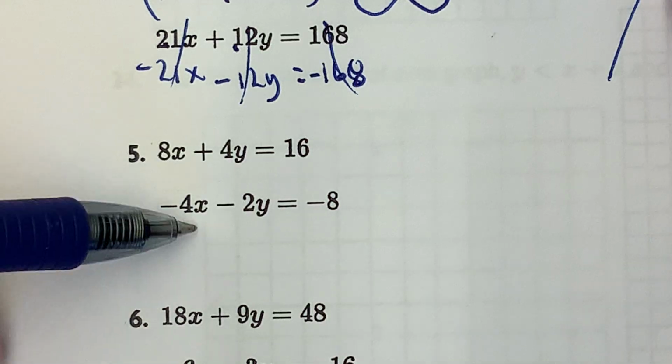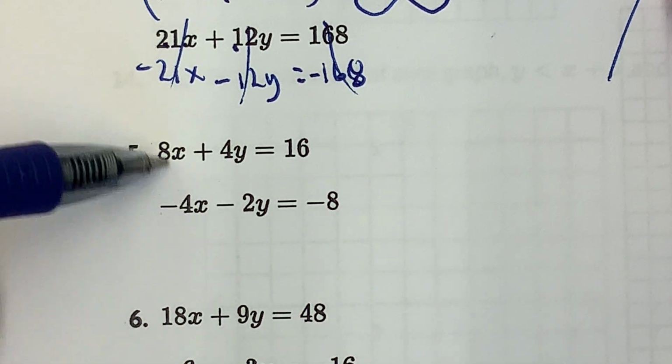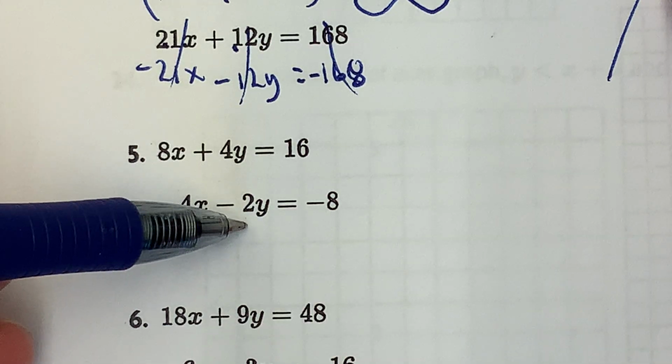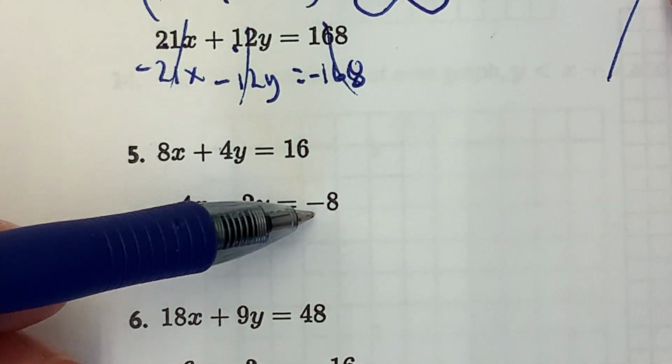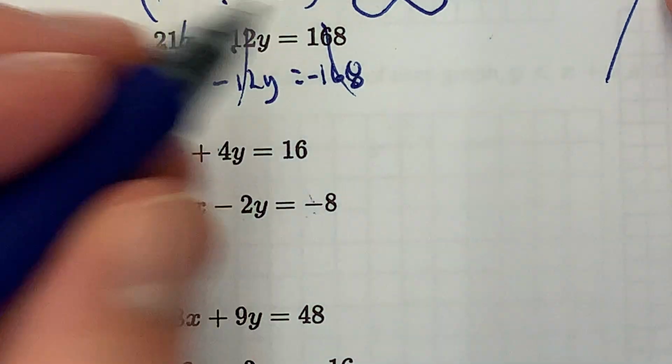This is multiplying this by 2 would cancel this. Multiplying this by 2 would cancel that. Multiplying this by 2 would cancel that. So it's infinity.